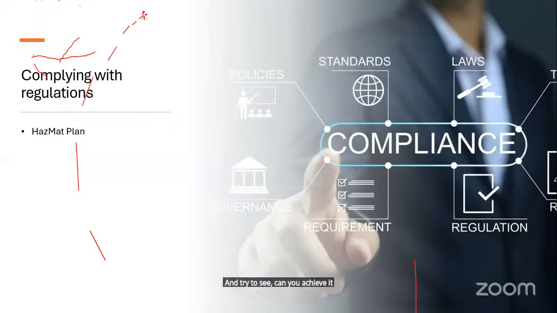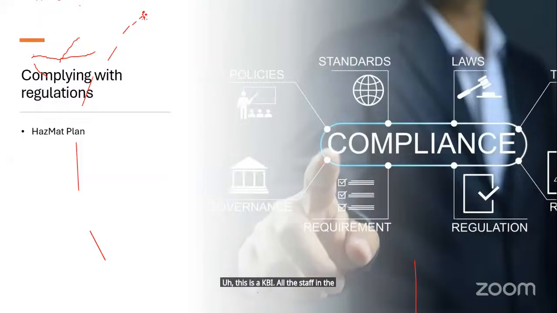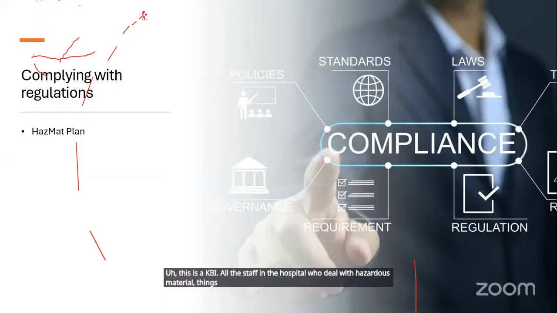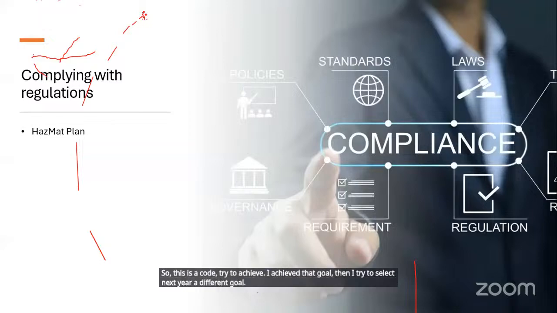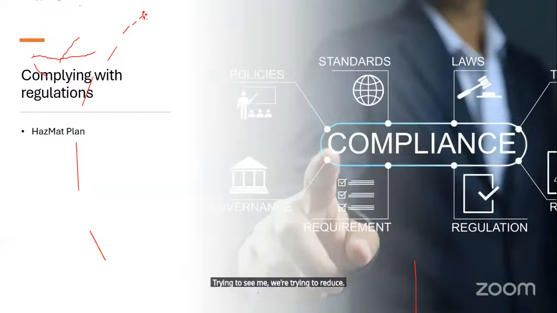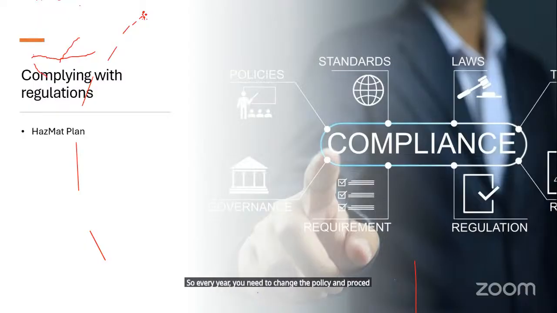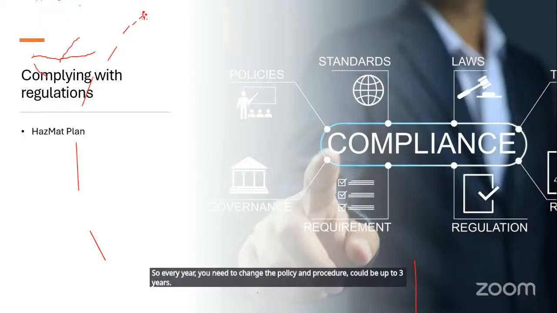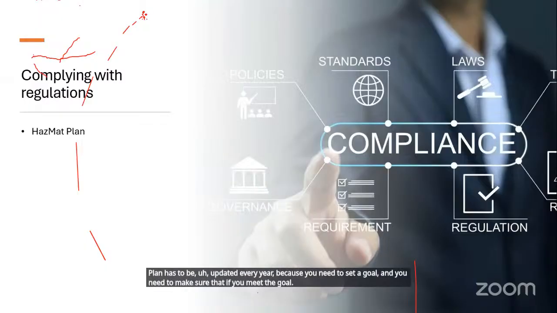For example, I need to set a goal to train all my staff. This is a KPI. All staff in the hospital who deal with hazardous material need to be trained at least once a year. So this is a goal to try to achieve. If I achieve that goal, then next year I select a different goal, maybe try to reduce the hazardous waste by 10% or by 20%. So every year you need to change the plan, while the policy and procedure could last up to 3 years. The plan has to be updated every year because you need to set a goal, and if you meet the goal, then you need to set another goal.